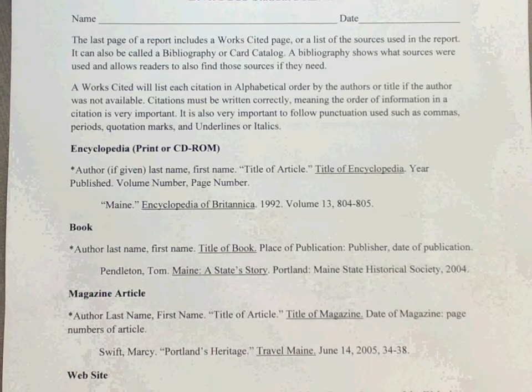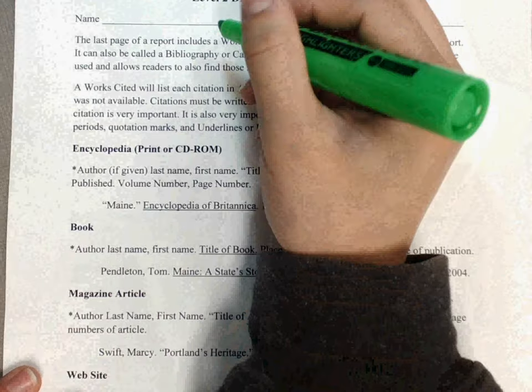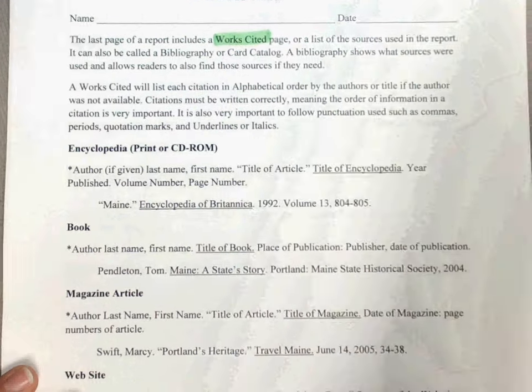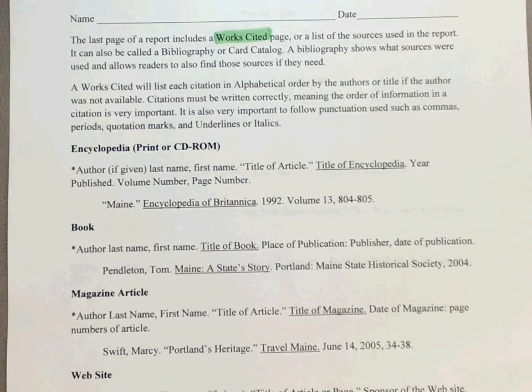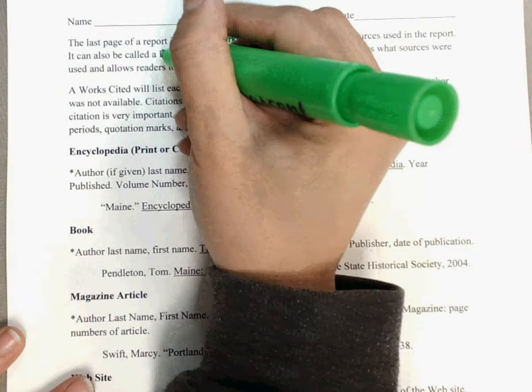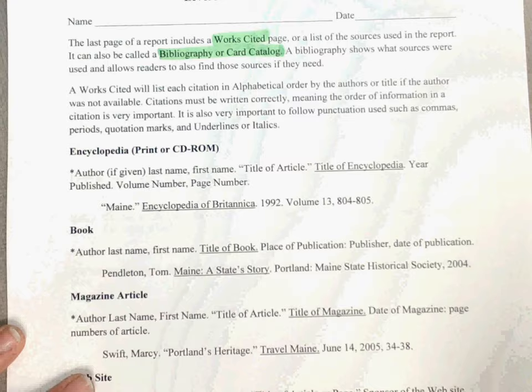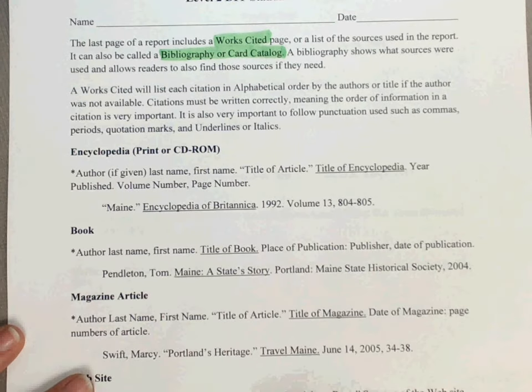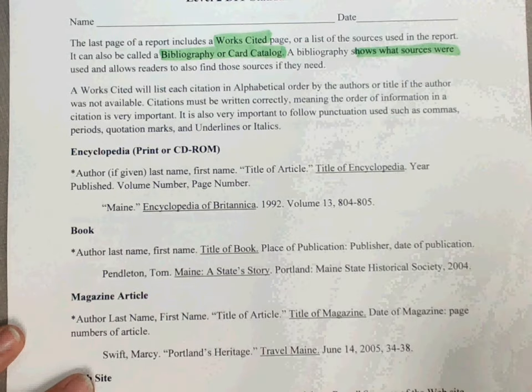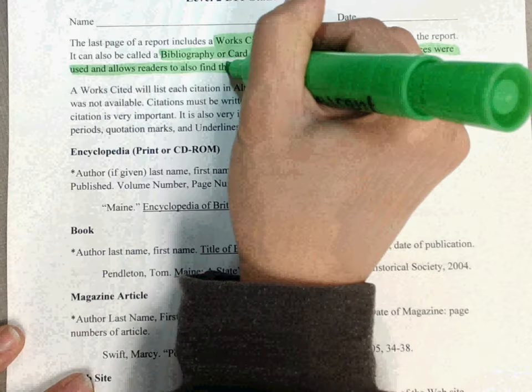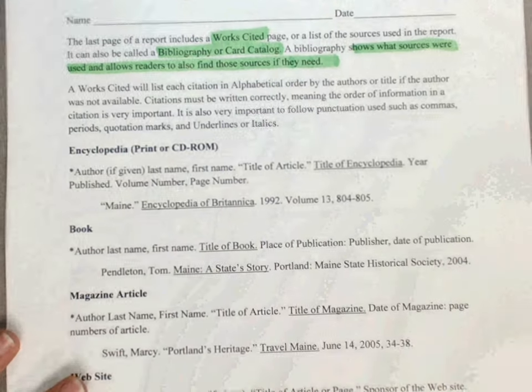The last page of a report includes a works cited page, or a list of sources used in a report. It can also be called a bibliography or card catalog. A bibliography shows what sources were used and allows readers to also find those sources if they need.